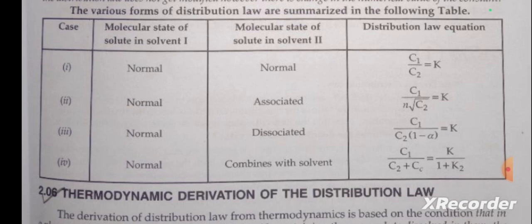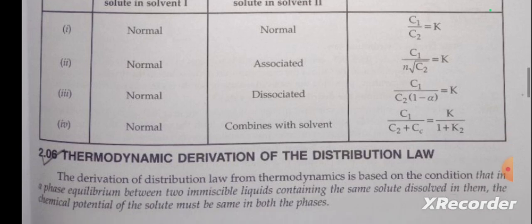To summarize: normal, C1/C2 = K. Normal associated, C1/root(C2) = K. Normal dissociated, C1/(C2(1 - alpha)) = K. Normal combined with solvent, C1/(C2 + Cc) = K/(1 + K2).